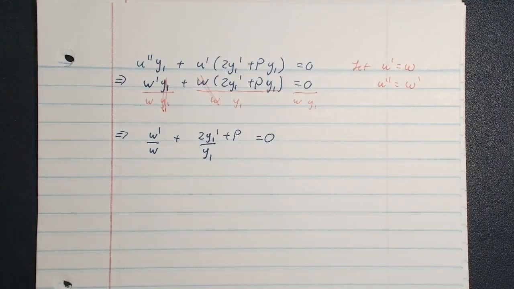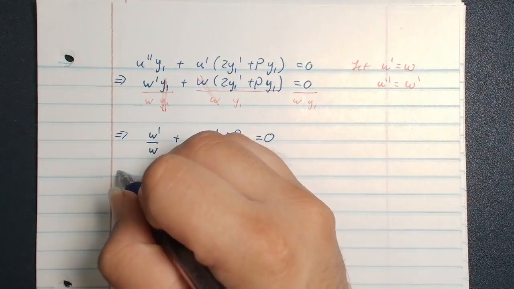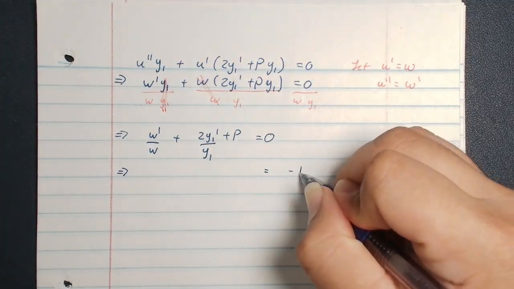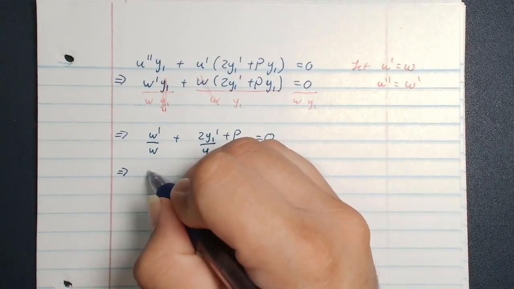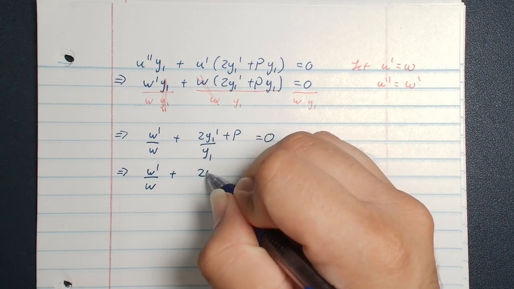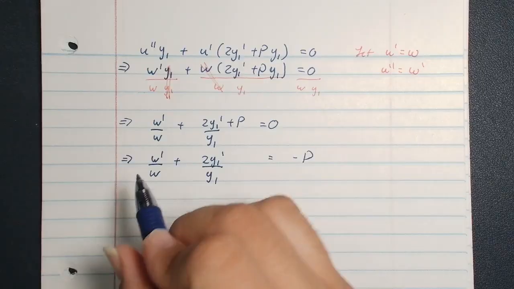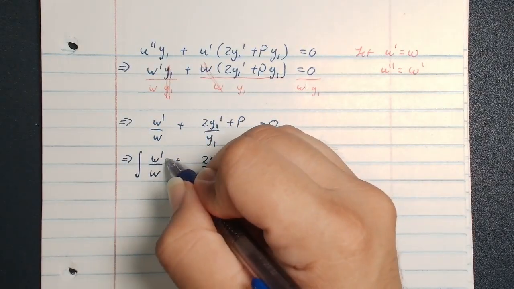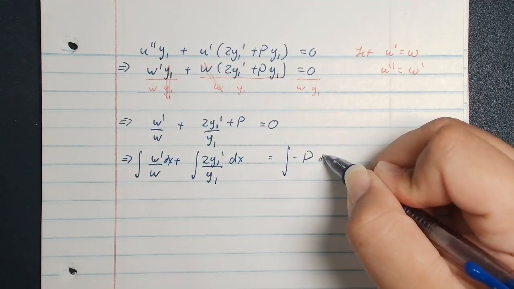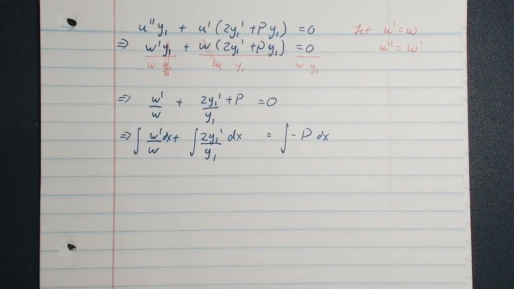But now notice, I just integrate everything here. I'm going to move p over to the other side. I'm going to say this is minus p. And then over here I've got the remaining terms. And I'm just going to integrate everything with respect to x. Integrate everything with respect to x. I've separated everything. Right? This is in terms of the different functions.